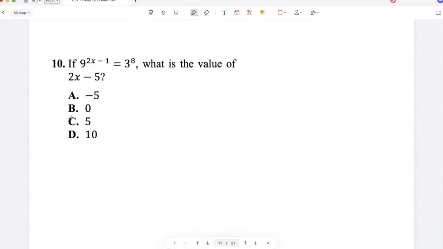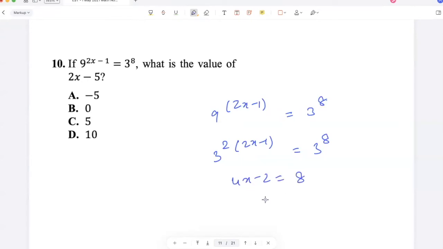If 9 to the power 2x minus 1 is this, what is the value of this? Okay, so 9 to the power 2x minus 1 is 3 to the power 8. So 9 is 3 square, into 2x minus 1, is 3 to the power 8. So 4x minus 2 is 8, right? So 4x is 10. So x is 10 by 4, which is 5 by 2. So 2x minus 5 is 2 into 5 by 2 minus 5, which is 0. So B.